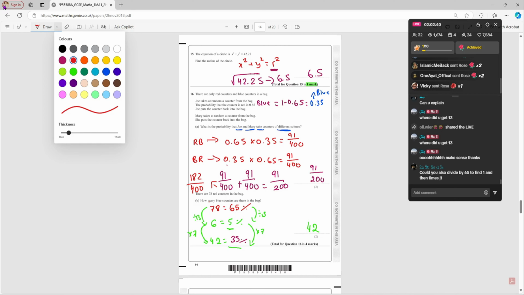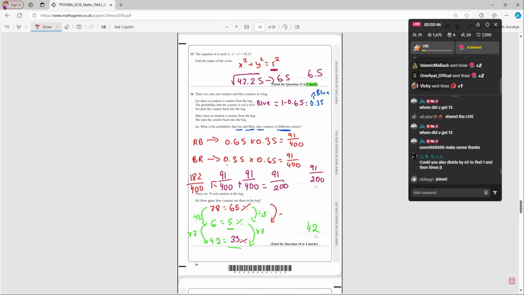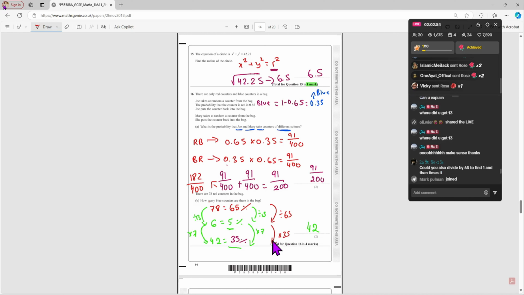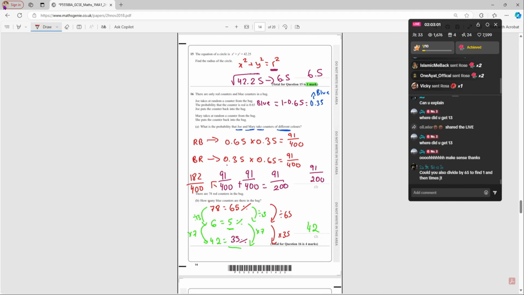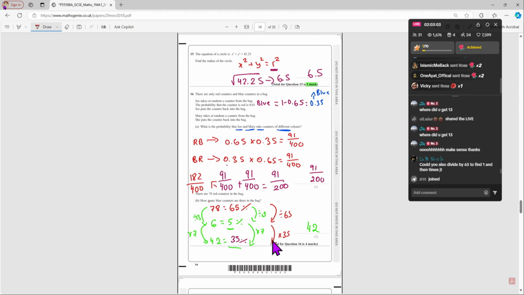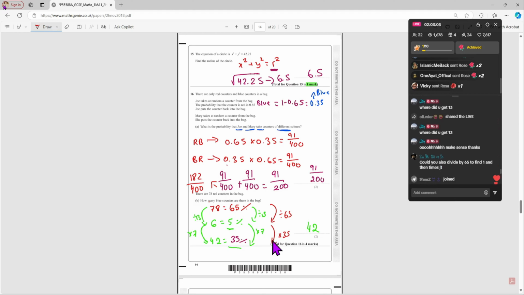Yes, you can also divide by 65 and times by 35. You can also divide by 65 to find 1% and then times by 35, okay? You can also do that. Or you can do it in one step and do it as a fraction. Whatever method you find easy, you can do that, as long as you are getting to 35%, okay?